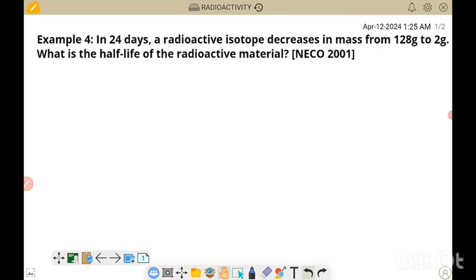Example number 4, we have a question here that says in 24 days a radioactive isotope decreases in mass from 128 gram to 2 gram. What is the half-life of the radioactive material? This one is coming from NECO 2021. What we have here, basically, is 24 days, which is the decay time.